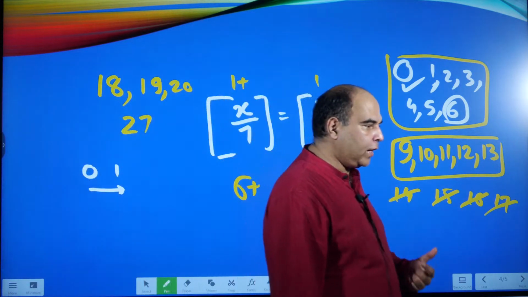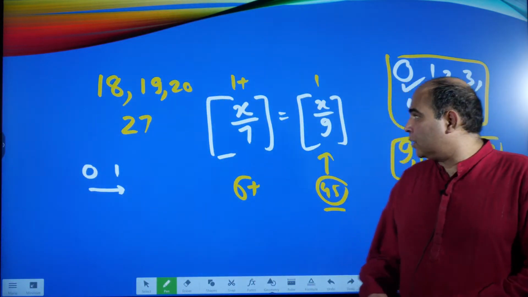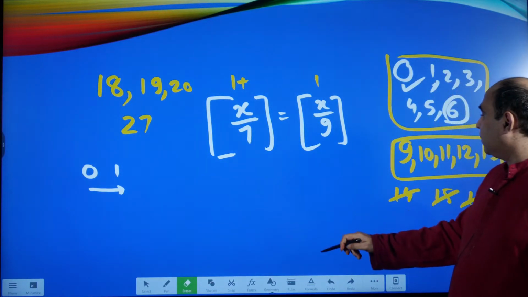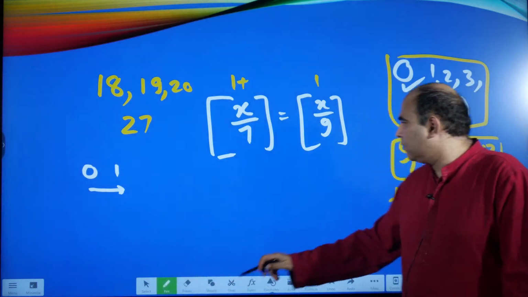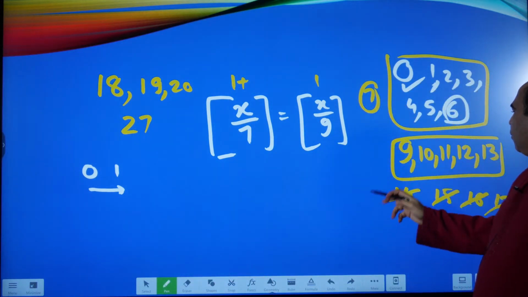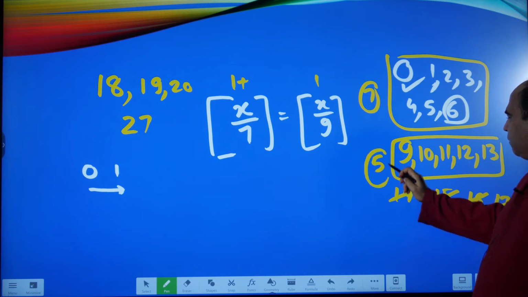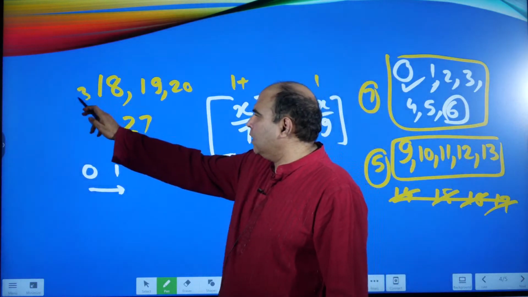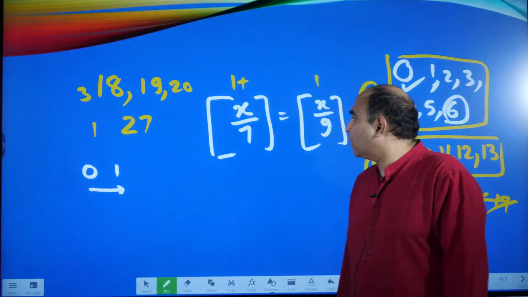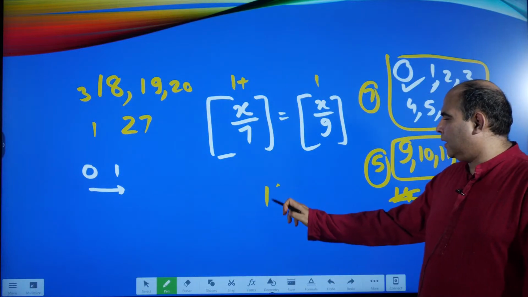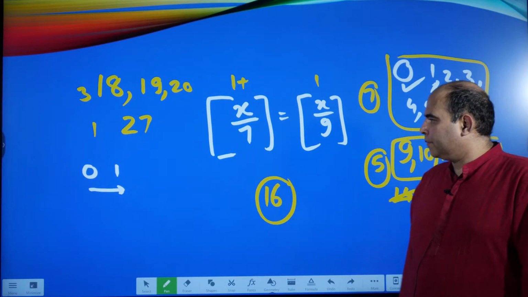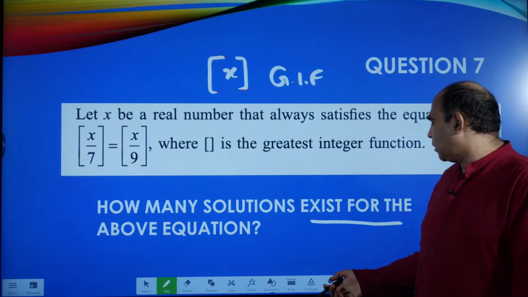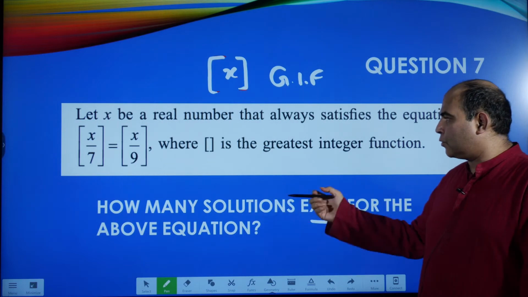So if I'm looking at the non-negative solutions, how many solutions do I have in the non-negative numbers? I've got 7 solutions here. I've got 5 solutions here, that's 12. These are rejected, 14 to 17. 18, 19, 20 is 3 solutions, and 27 is 1 solution. So total of 7 plus 5 plus 3 plus 1, that's 16 in the non-negative numbers. If the question had talked about how many non-negative solutions there are, the answer would be 16.